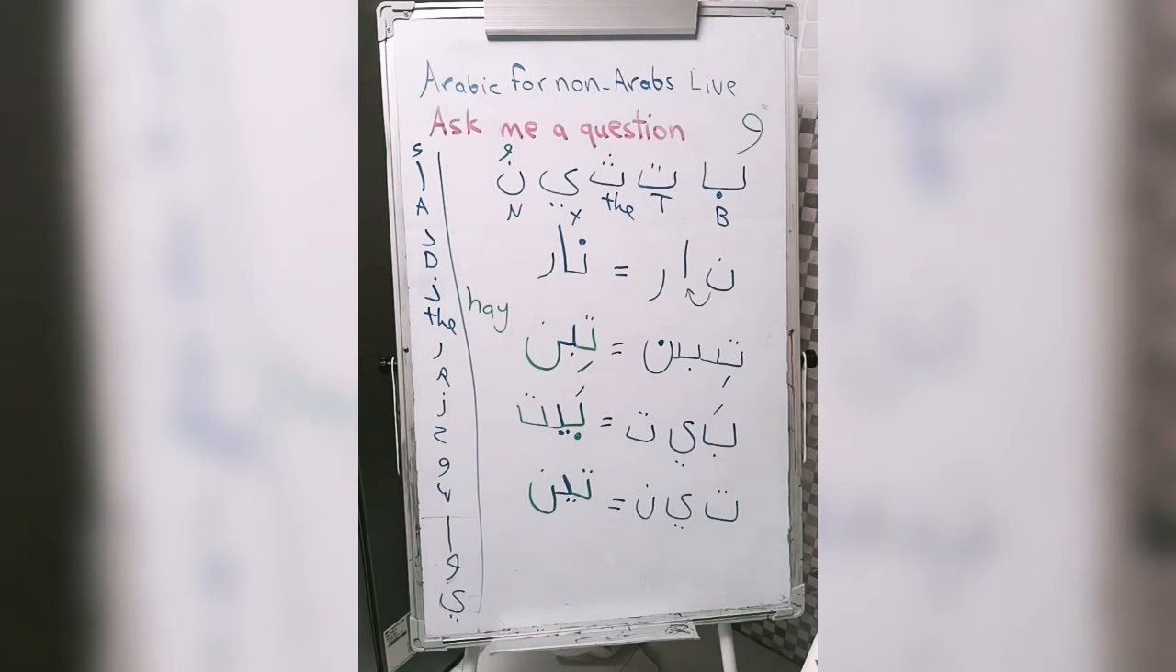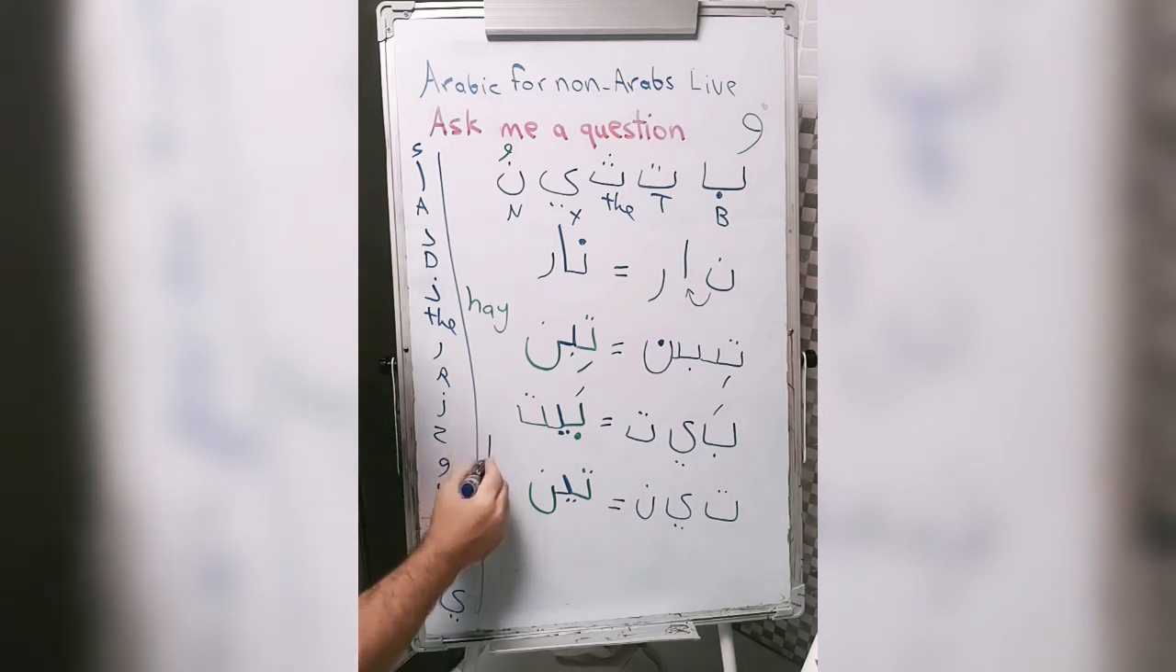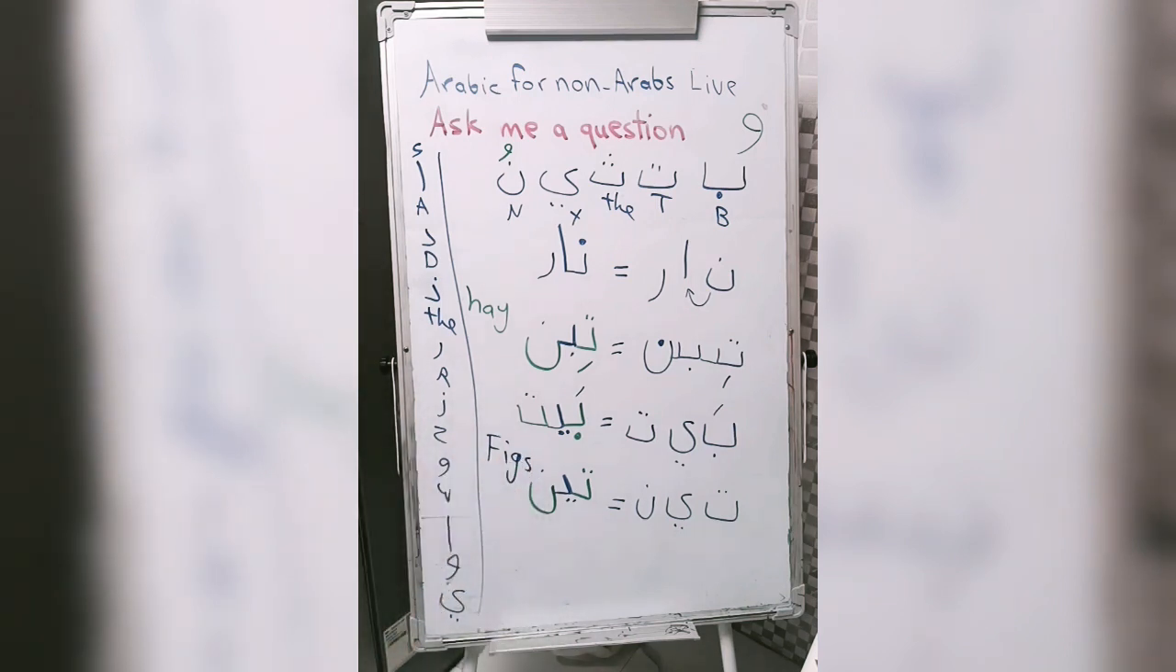Yes, teen means figs. Teen is figs, and it's fruits for people who don't know. Okay? Yes, I'll add one last word and then I'll go to the second thing. Tha, that is tha. Tha for 3.